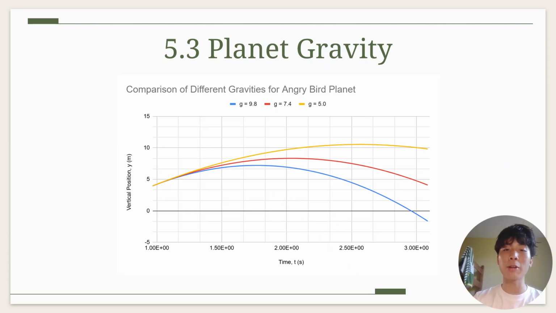First is a comparison of different gravities of the Angry Bird planet. If we use a larger gravity, as you can see, the maximum height will be lower. It's because Vy equals Vi minus F net over m times delta t, and F net equals negative mg, so we have a minus sign at the front. If g is larger, it will decrease the speed more, so the maximum height will be reduced.